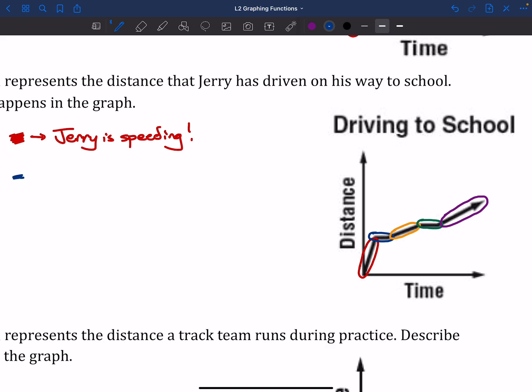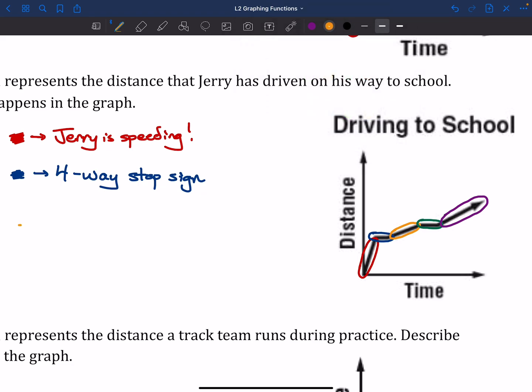The blue piece that comes next, Jerry must have come to a short stop there. For a short period of time, he's not gaining any distance. It's not going up at all. So what we would say is that maybe this is like a 4-way stop sign, like the one that's near the high school here. So at a 4-way stop sign, you have to wait your turn, and then you keep on going.